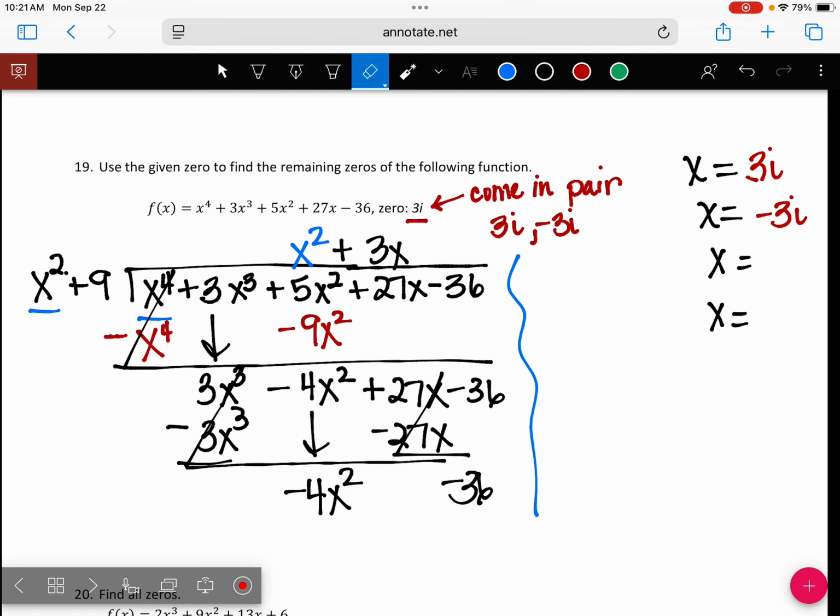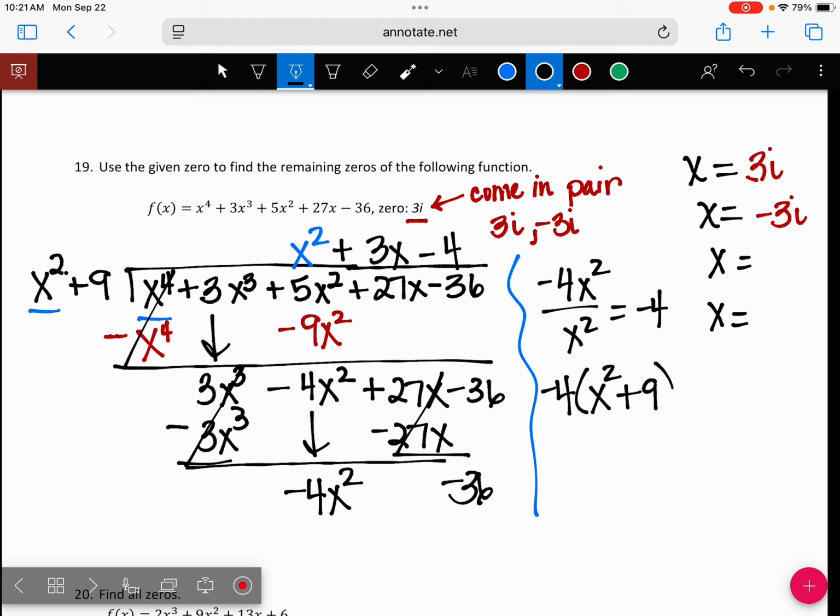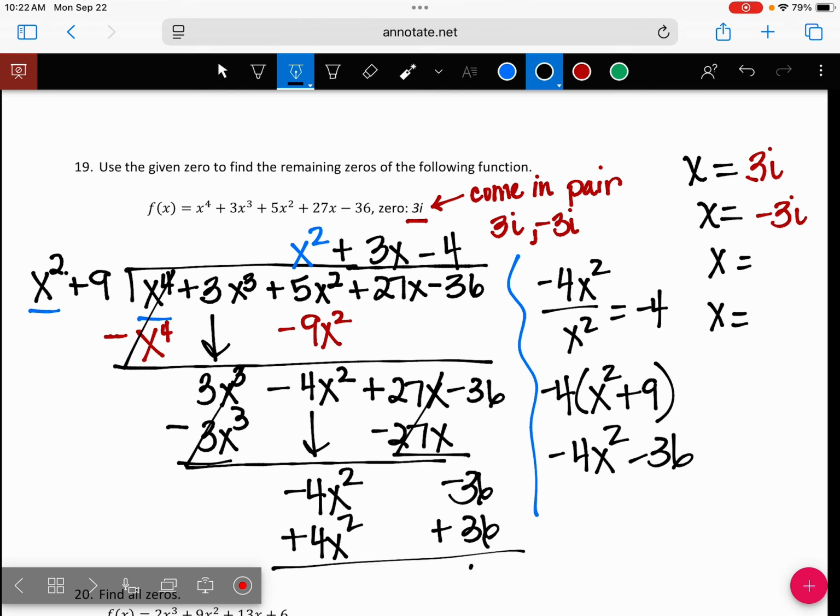When I take negative 4x squared, because every time I do this, I'm getting a new leading term. So now my new leading term would be negative 4x squared divided by x squared, which gives me a negative 4. I'm multiplying that by x squared plus 9, and I get negative 4x squared minus 36. Change the signs, so this becomes positive, and this becomes positive. They both cancel. I end with a 0. You should end with a 0 because I know this is a factor. Whenever you divide something by the factor, that means your remainder is 0.